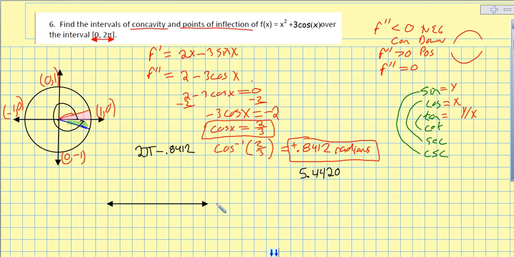And so what do we have? We have the second derivative here. Let's try that again. The second derivative, we have a value at 0.8412, and then we have another value over here at 5.442, and we know it's 0 there. 0 there, the second derivative is. And we just need to pick a value that is a little bit less than that.